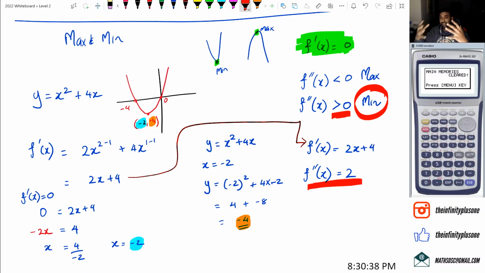Yeah, Liana, so basically f double dash is just double differentiation, and anytime you have a maximum or a minimum question, do double differentiation and then prove that the point is actually greater than 0 or less than 0.